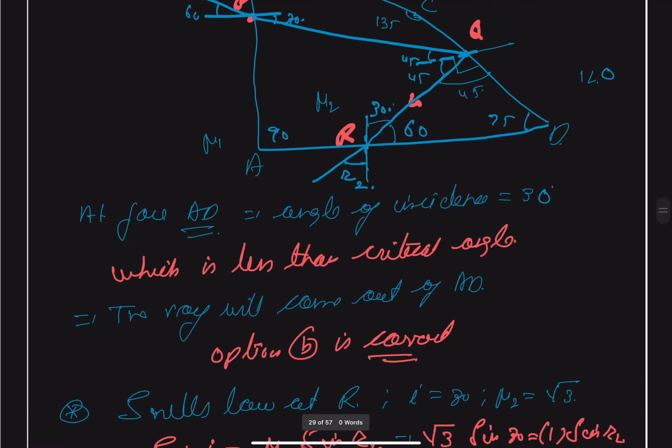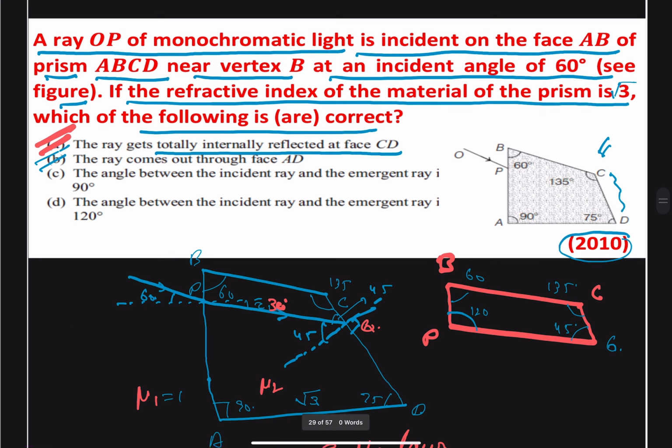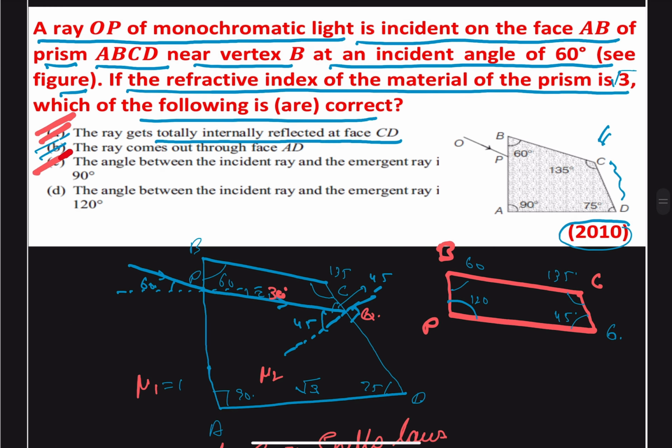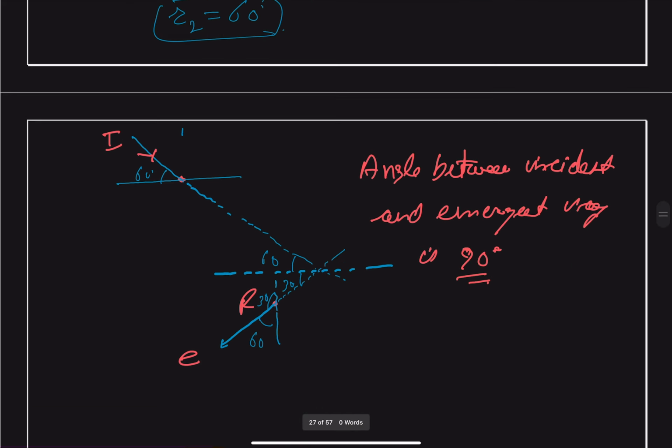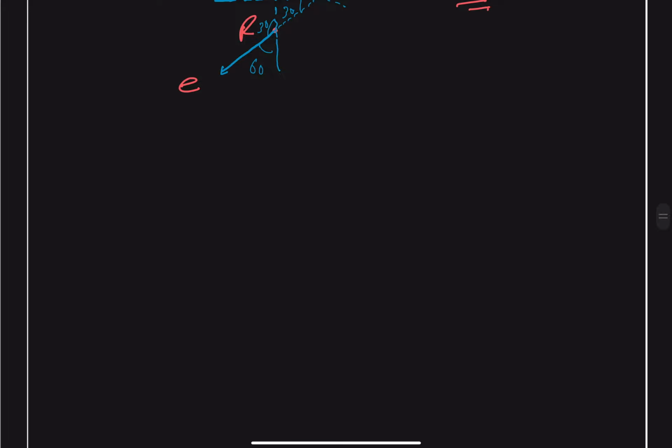So therefore option number C is the correct one. D is not correct because it is asking for 120. So option number A, B, C are correct. You can see option C is correct. Okay.